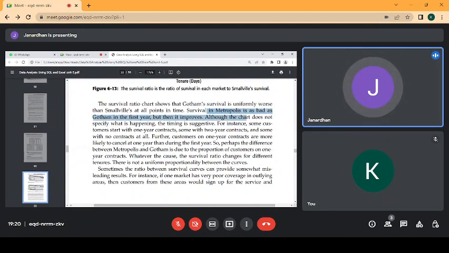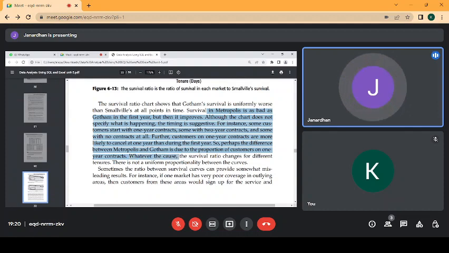Although the chart does not specify what is happening, the timing is suggestive. For instance, some customers start with 1 year contracts, some with 2 year contracts, and some with no contracts at all. Further, customers on 1 year contract are more likely to cancel at 1 year than during the first year. So perhaps the difference between Metropolis and Gotham is due to the proportion of customers on 1 year contracts.